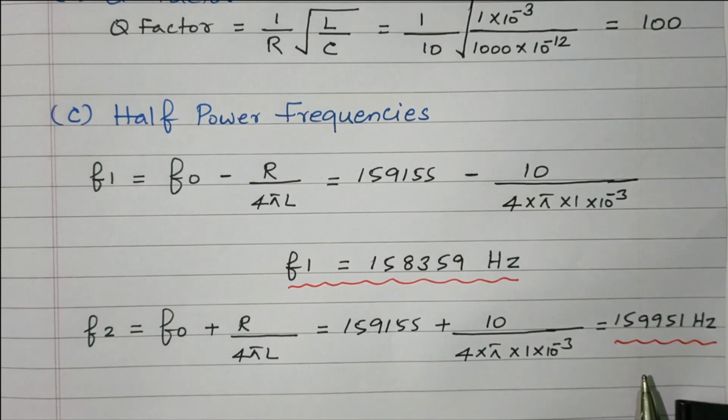So in this we discussed the solved problem in resonant circuit. We calculated the resonant frequency, quality factor, half power frequency, upper half power frequency and lower half power frequency.